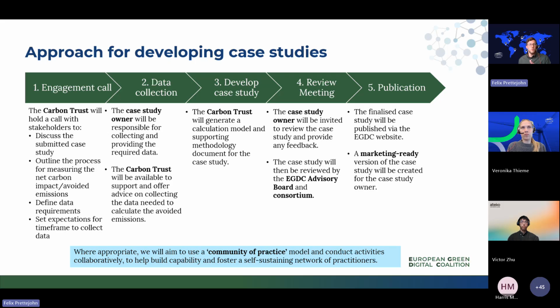Finally, we go to review and publication. Initially, if we've done the case study, we'll ask you to review it and provide any feedback before all case studies will then be reviewed by the advisory board and consortium. Once that's done, we're ready for publication, where we will publish it on the website and provide a marketing ready version of the case study.